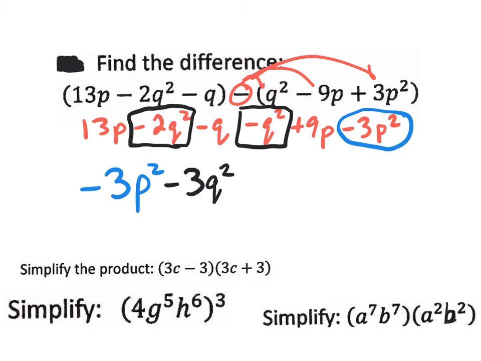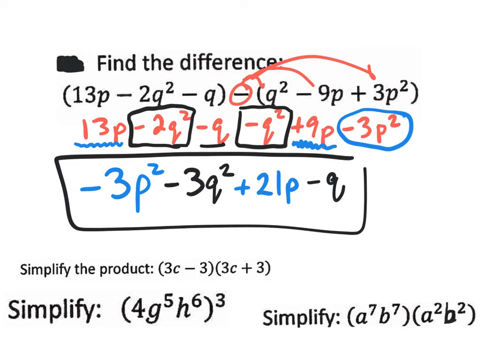Then we move on to regular p's. As you can see, we have a 13p right here, and we have a 9p right there. They're both positive, so when you combine them, what do you get? Positive 21p. Yeah, nobody's following me. Okay. No. So right here at the very end, what do we have left? We have a q. That's all that's left. So let's bring down that minus q. And that is our final answer for that one.